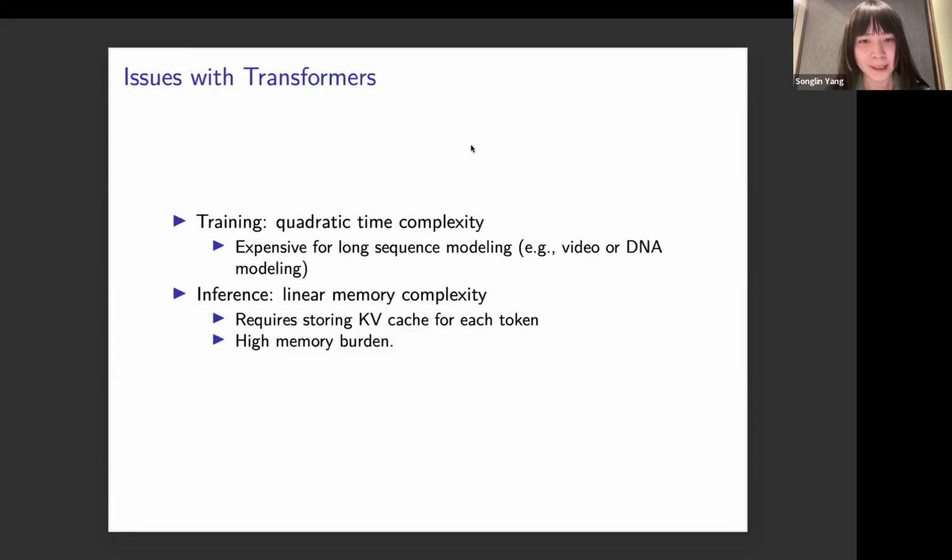The second efficiency issue lies in the inference complexity. Transformers need to store the KV cache for each token. So when the generated sequence length becomes larger, the KV cache size becomes larger, and it will eventually incur a very high GPU memory burden.